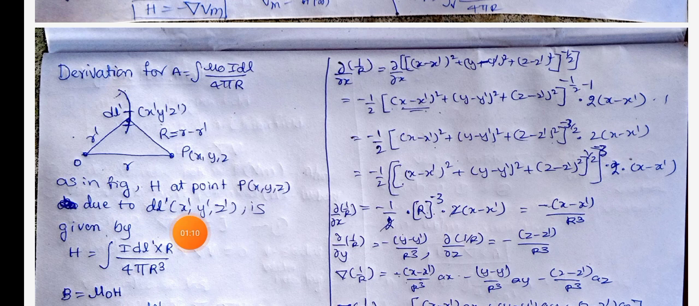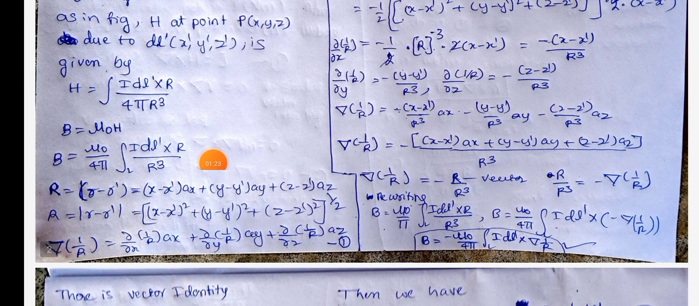Now H at any point P (x, y, z) due to the differential element dl dash at (x dash, y dash, z dash) is given by H equal to line integral of I dl dash cross r by 4 pi r square. So we know the relationship between magnetic flux density and magnetic field strength: B is equal to mu naught H. So B is equal to mu naught by 4 pi line integral I dl dash cross r by r cube.